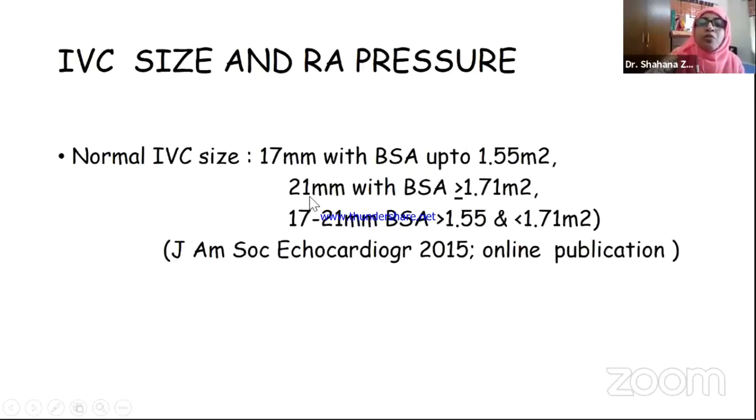At 21 millimeter, when BSA is more than 1.71 meters square, it is more for the robust patient like American people. And most of our echocardiography machines, when we input weight and height, automatically calculate the BSA. So we don't have to calculate BSA manually for every patient. The machine will do it for us.